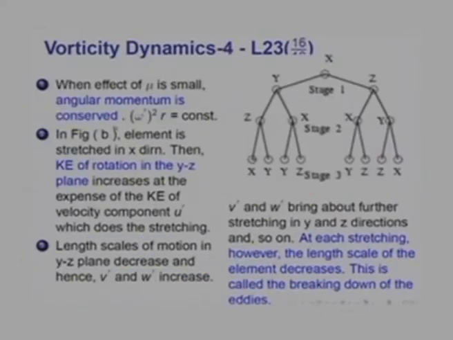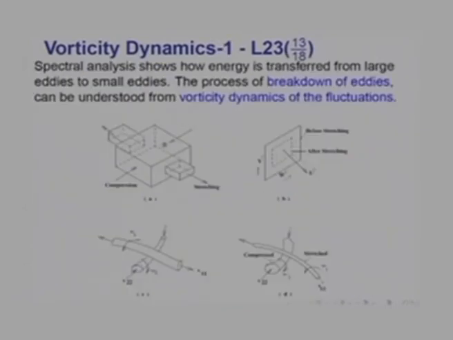Now, for the same case, when the effect of mu is small, then the angular momentum must be conserved, or omega dash squared r equals constant. So, if we now go back to the cubic element and I am stretching it in the x1 direction, it shrinks in the yz plane, but since angular momentum must be conserved, reduced length scale, which means increased intensity of vorticity, would mean V dash and W dash must now increase compared to their state before stretching, whereas U dash of course is doing the stretching.